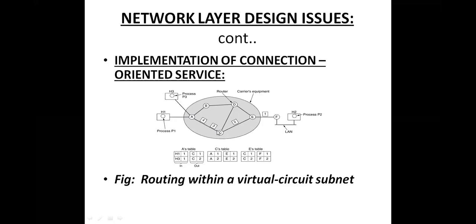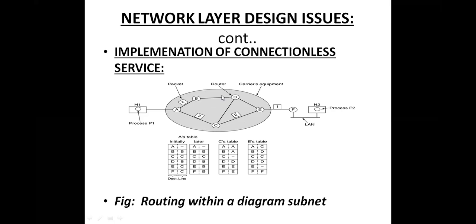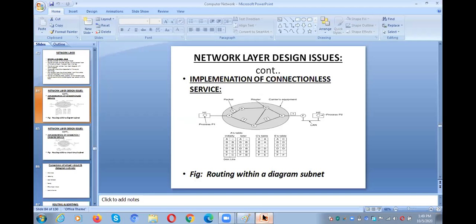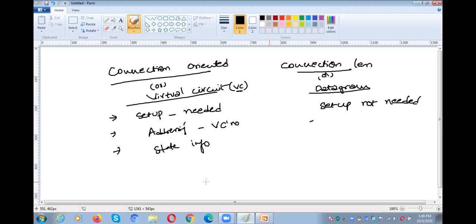If C fails, the entire thing fails. But in the case of connectionless service, if C fails, you can go through B. If one router fails, everything fails in the case of connection oriented service, and again we need to establish a new connection. And next, here all the packets follow the same direction. In the case of connectionless, all the packets can go in their own direction. Okay. That is about the state information.